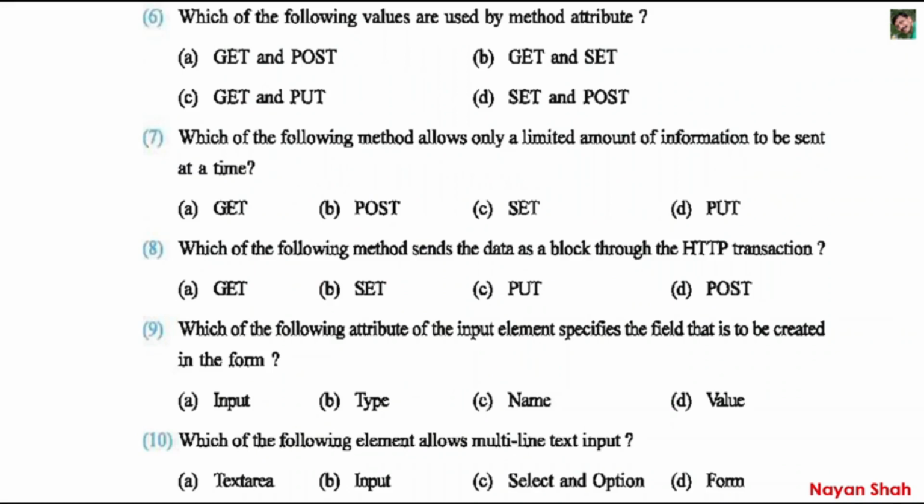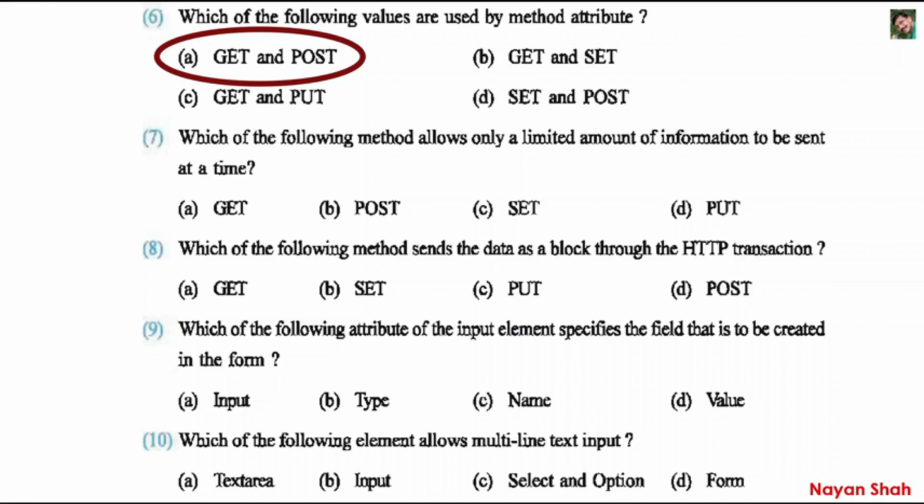Let us continue with the next one. Which of the following values are used by the method attribute? The method attribute has two possible values as we studied, and those possible values are get and post. Remember that get is a non-secure way of communication, where data is attached to the URL, and post is a secure way of communication, where data gets collected into a file and that file gets encrypted and then that file data is sent to the server.